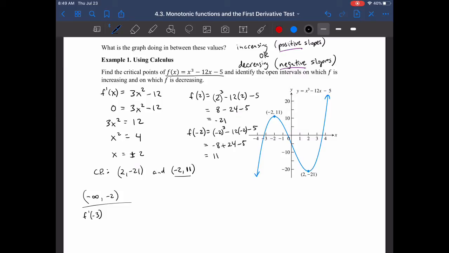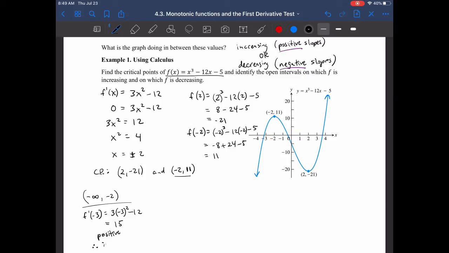Then you're okay, because the critical points are the only places where the sign of your derivative can change. So as long as we don't cross a critical point, we're good. We just need something to the left of it. If you plug -3 in, it becomes 3 times -3 squared minus 12. -3 squared is 9. 9 times 3 is 27. 27 minus 12 is 15. This is a positive number, therefore it's a positive slope. And if we have a positive slope, that means we are increasing.